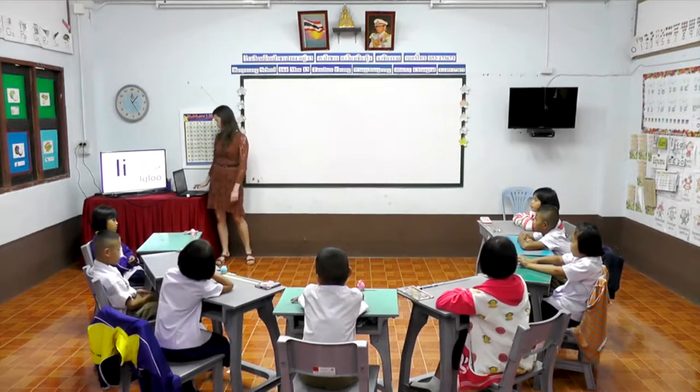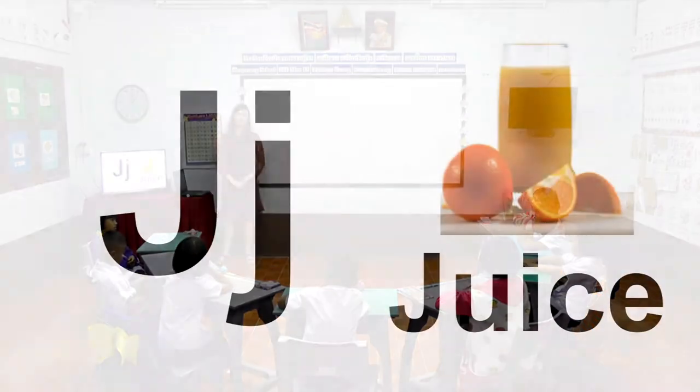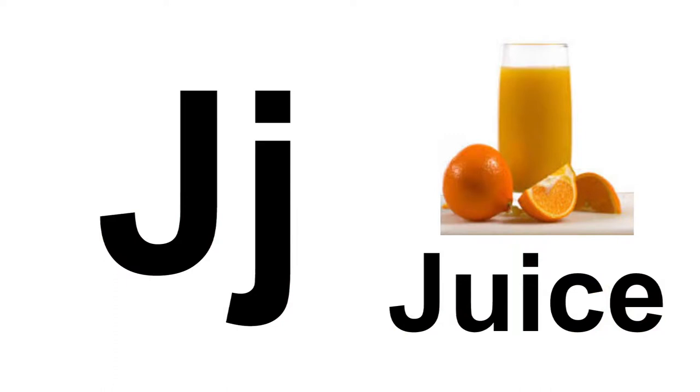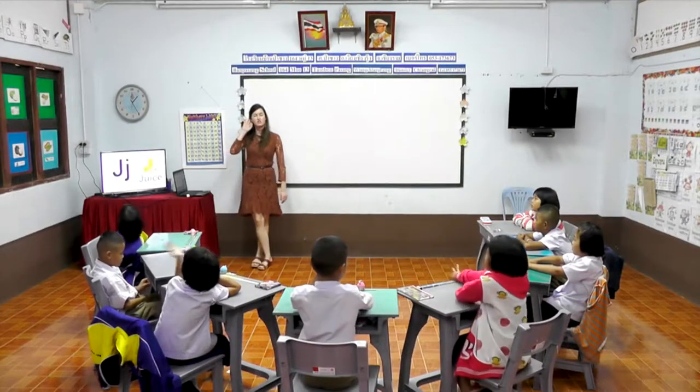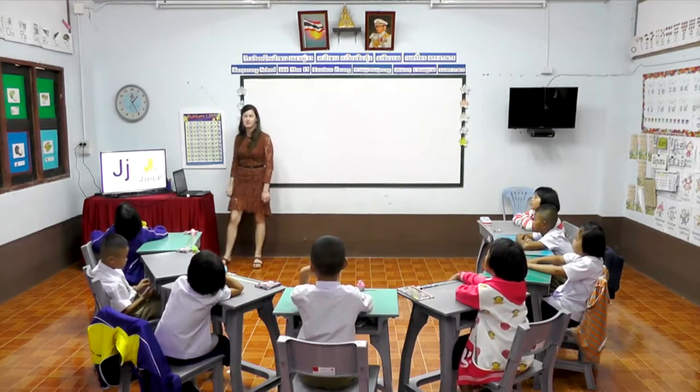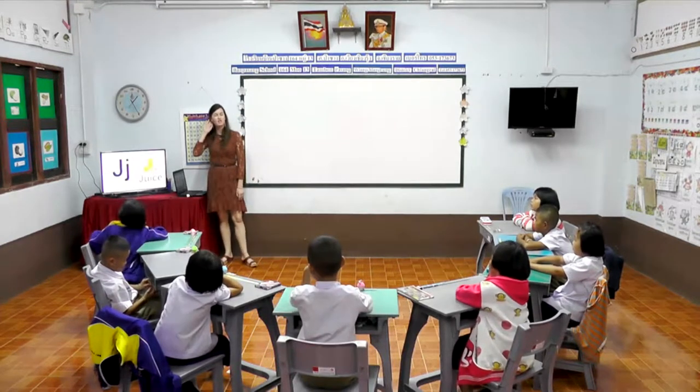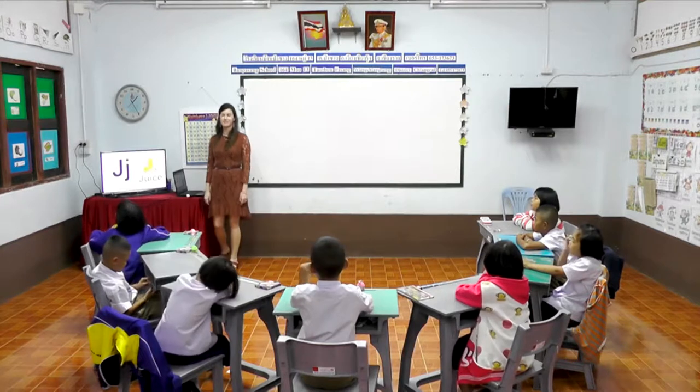Great job. What letter is this? J. What is this a picture of? Orange. It's orange juice. Juice. Ja, ja, juice. Ja, ja, juice.